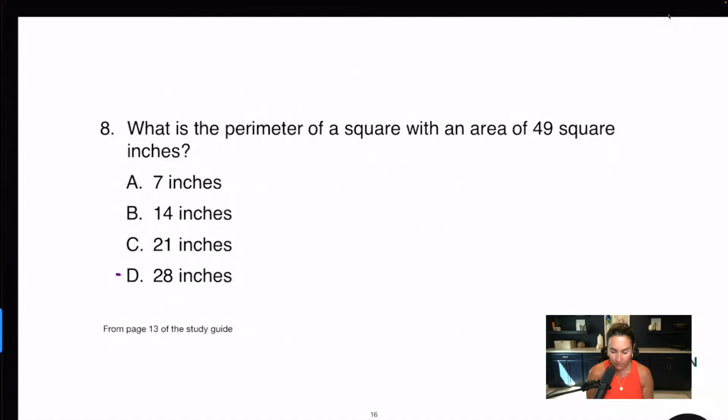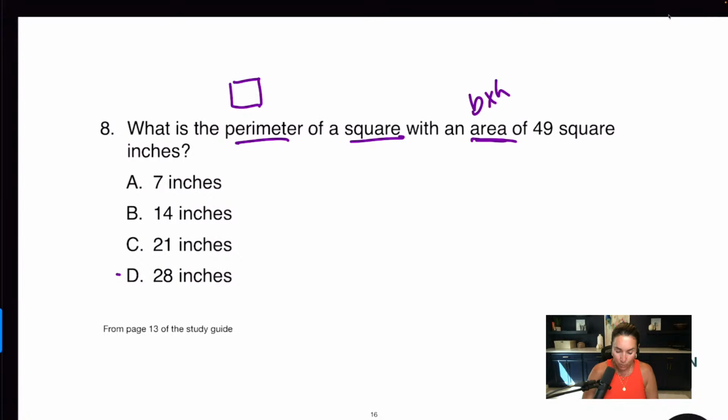What is the perimeter of a square? 2 keywords here. Perimeter of a square. Remember, perimeter is when we add up all the sides. Area, which we have here, is multiplying base times height. So a couple of different things here. Perimeter is this side plus this side plus this side plus this side. And area is base times height.